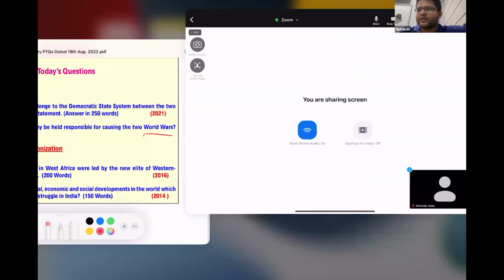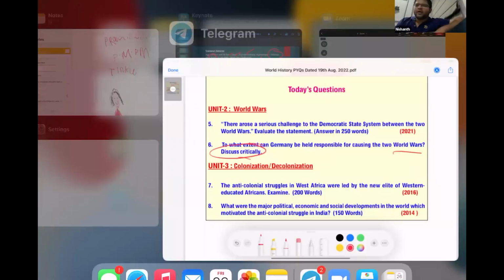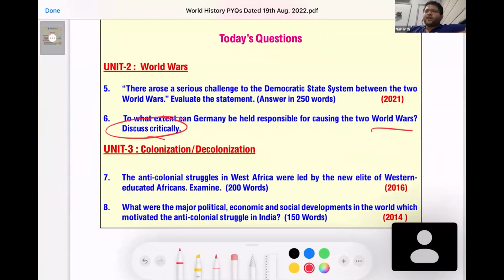So, yeah. If this is a 150 word answer, you will just describe Germany as responsible for World War I, II, and maybe in conclusion you can mention that Germany is not the only reason. Again, if this is a 250 word answer, you have to have a separate side heading as to why Germany is not the only reason.